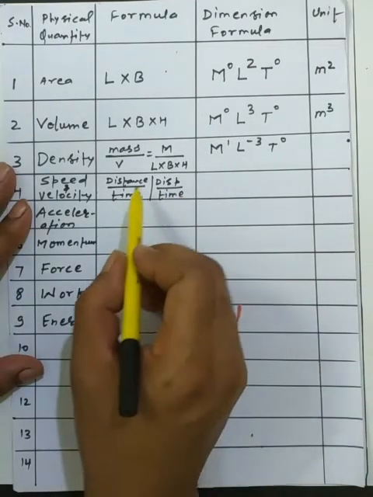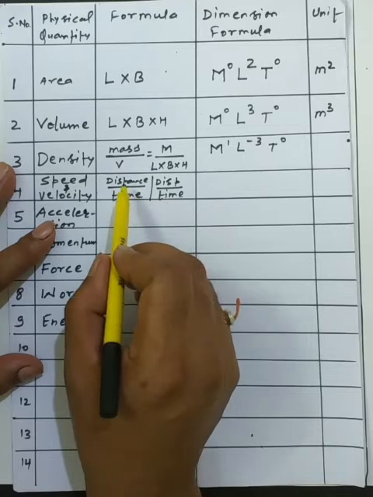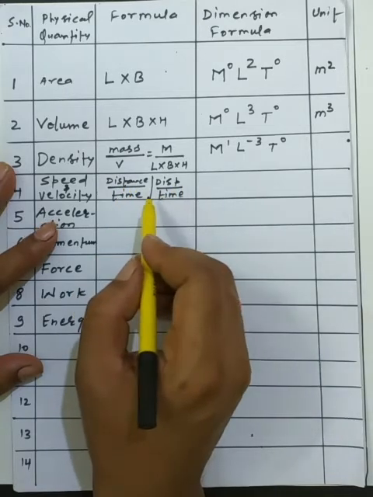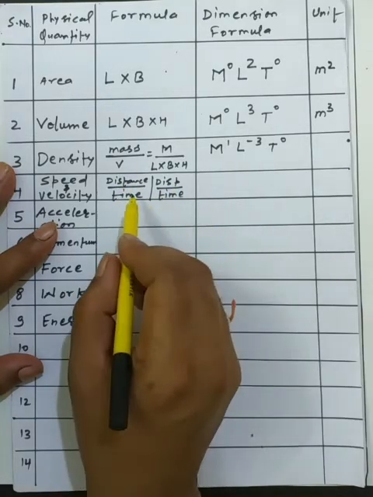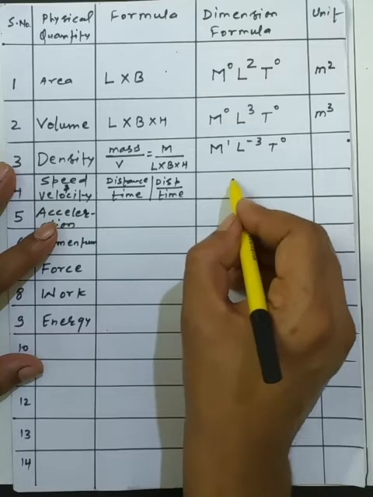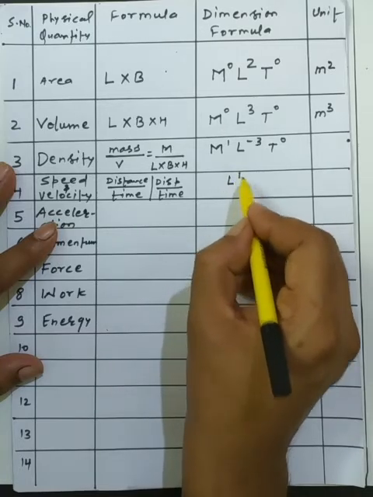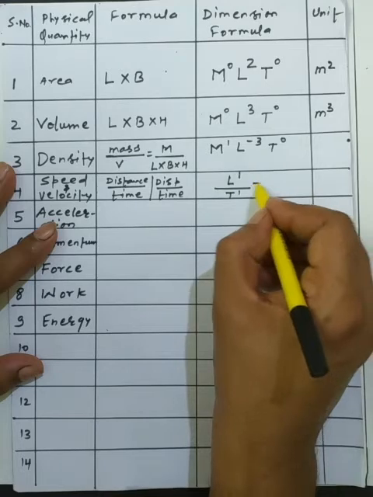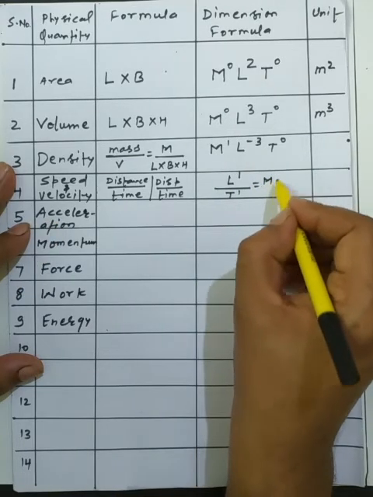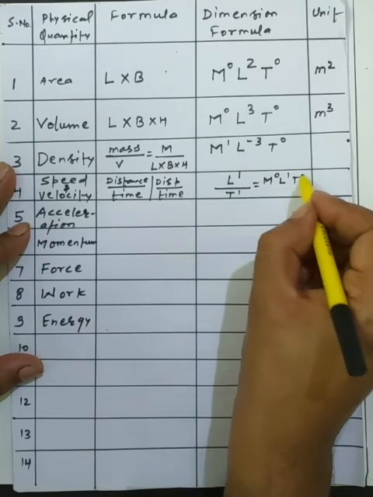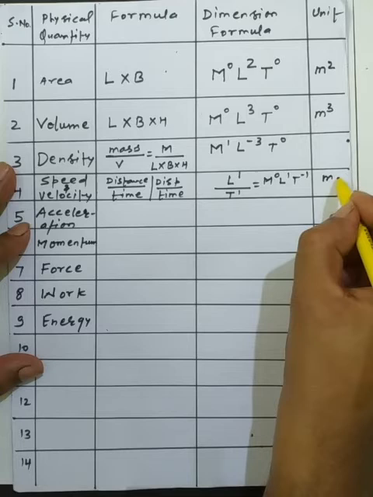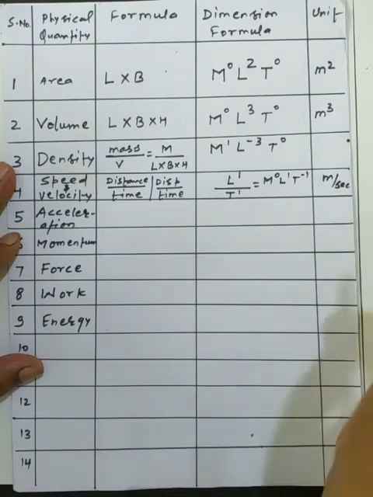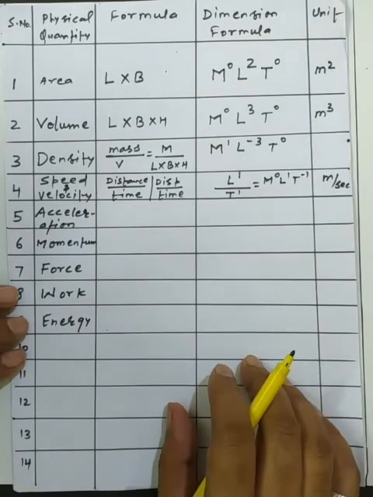In the formula we get distance and displacement, and both are length, so easily we can dictate it. Length is represented by L1, and time is represented by T1. So in the finalized assessment, we write M0 L1 T minus 1, and the SI unit of speed or velocity is meter per second.